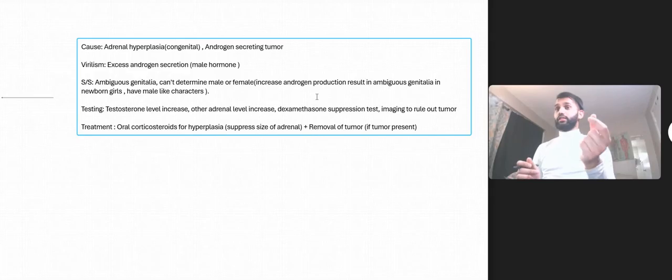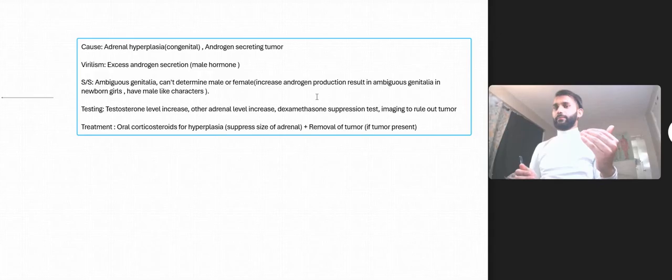When we do the testing, we will check for testosterone level. If it is male, you will see it elevated. If it is female, you're not supposed to see the elevation, but you will see the elevation in virilism. We will also test for other adrenal hormone increases, such as aldosterone and cortisol. Maybe there is a problem in the adrenal gland itself, and as a result, all these hormones are elevated. You'll also do the dexamethasone suppression test to check your cortisol level. We'll also do imaging to rule out a tumor, if there is a tumor present.